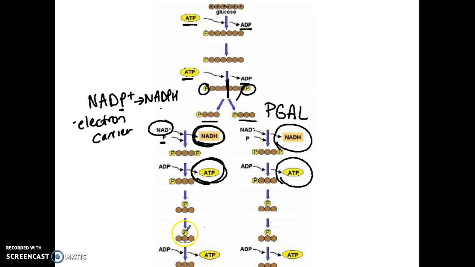We have that 1 phosphate available, so that phosphate can then attach itself to the diphosphate to produce a second ATP from this PGAL original molecule. And what we're left with is a 3-carbon molecule with no phosphates. And this is a very important molecule for right now. It's the molecule called pyruvic.